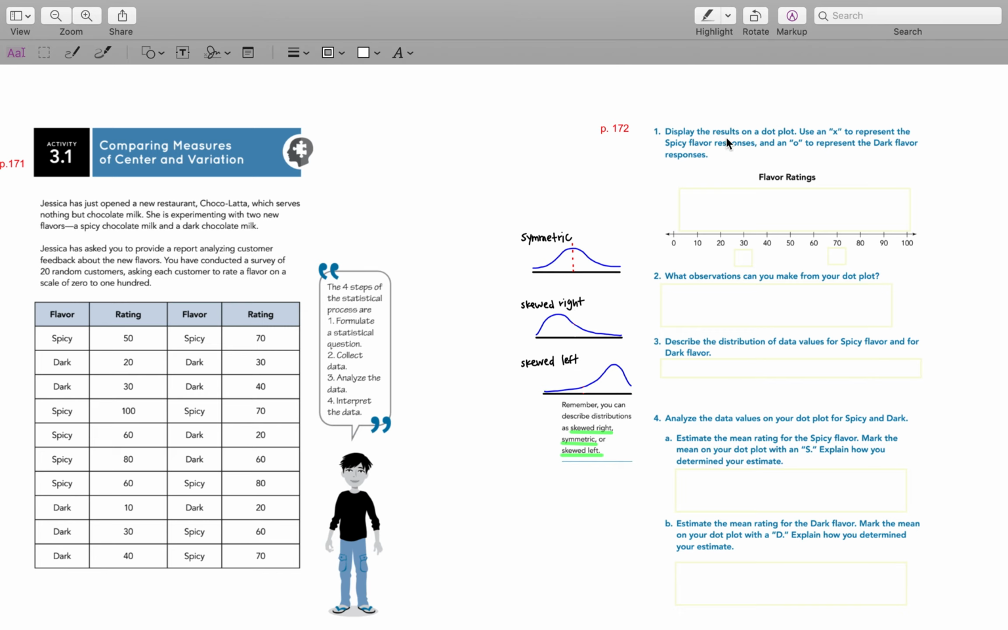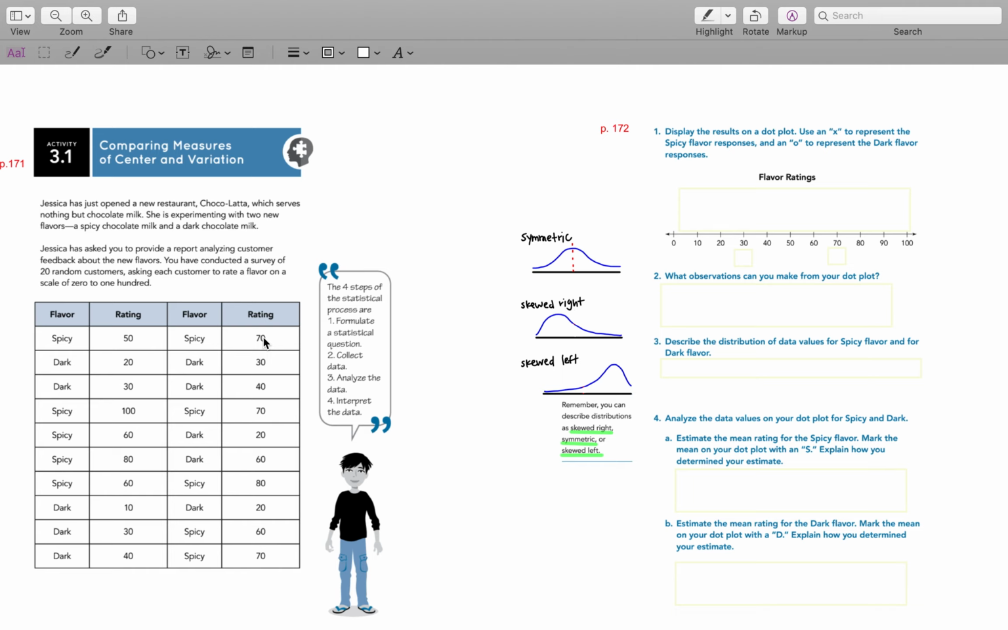So it says display the results on a dot plot. Use an X to represent the spicy flavor responses and an O to represent the dark flavor responses. So if we look back at this data set, spicy is represented by X. So on 50, so there's 150, right? So we're going to put an X on 50 here.